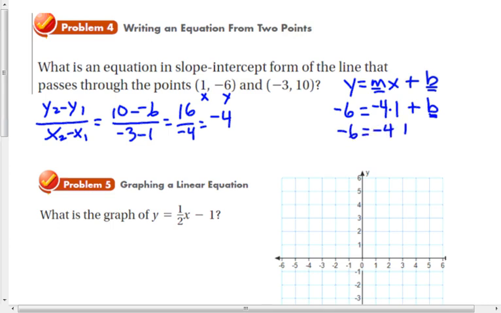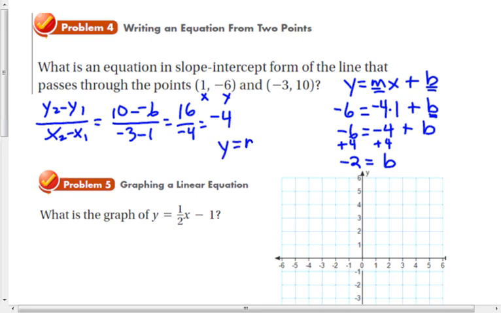Negative 6 equals negative 4 plus what number, and you may be able to just do that in your head. If you can't, since this is a minus 4, we can just add 4 to negative 6, and that's negative 2. And now I have everything I need, and I can write my equation.